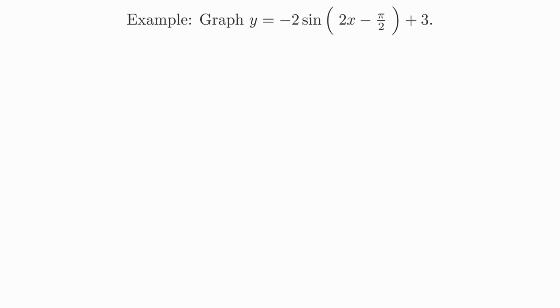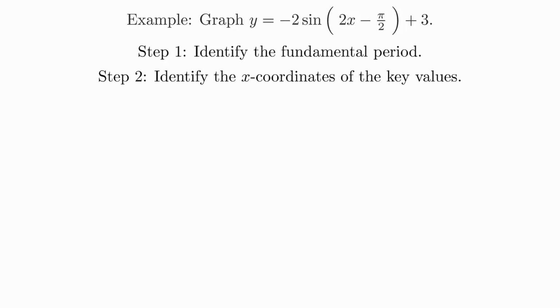Example. Graph y equals -2 sine of (2x minus pi over 2) plus 3. We discussed steps 1 and 2 in the previous video. As a reminder, to get the fundamental period, you must set the argument equal to 0 and 2 pi, and then solve for the variable. This gives us x equals pi over 4 and 5 pi over 4.